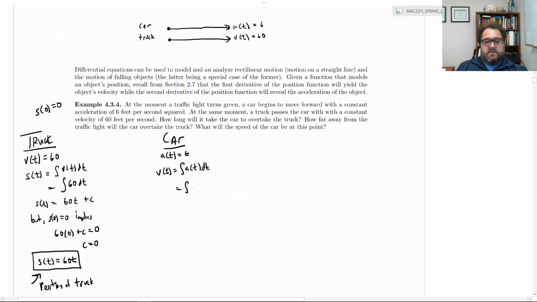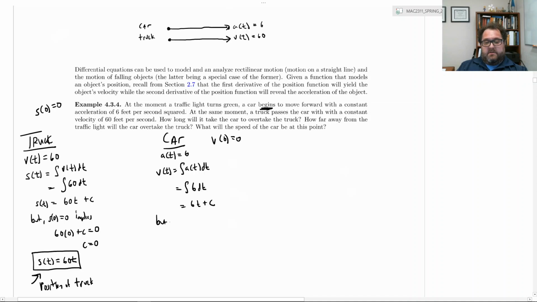Which of course is the antiderivative of 6 dt. Okay, that's a constant, and so it's just 6t plus c. But what is the initial velocity of the car? We know the car is sitting still because it says at the moment the traffic light turns green, a car begins to move. So that implies that it was staying still. In other words, that the initial velocity was 0.